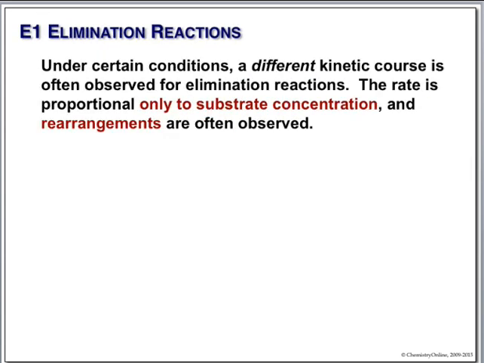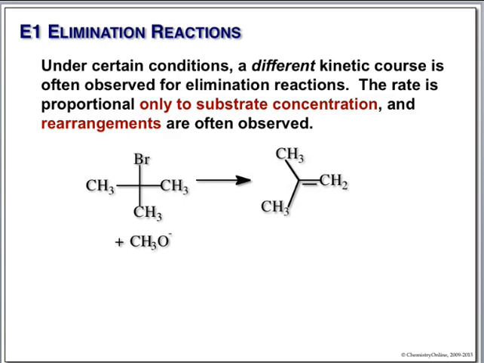Now, not surprisingly, if there's something called an E2, there must also be an E1, right? Sometimes, if you take a tertiary alkyl halide and a nice nucleophile, and you're going to do your elimination reaction, under certain conditions you can form the alkene, but the mechanism of the reaction is different because it's unimolecular, not bimolecular.